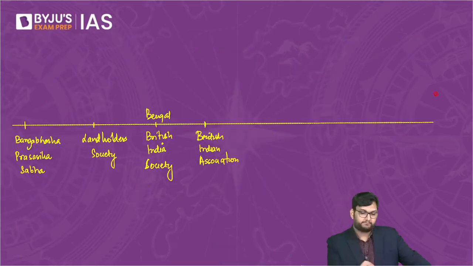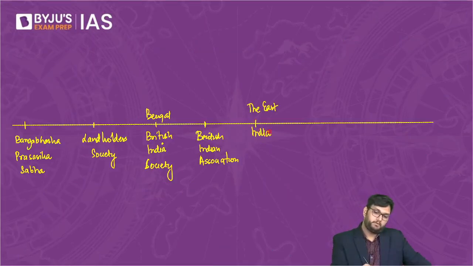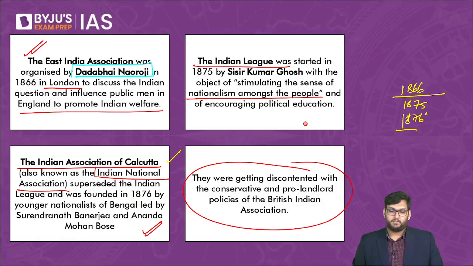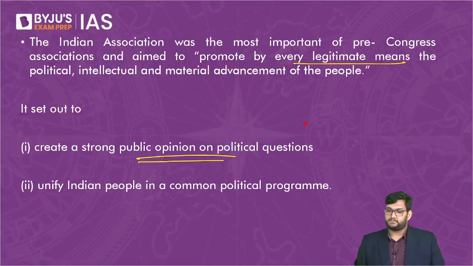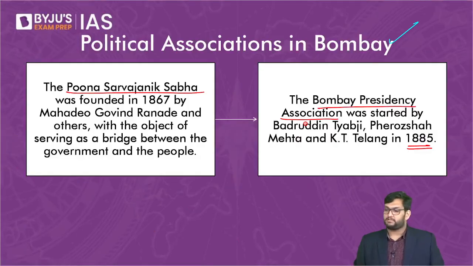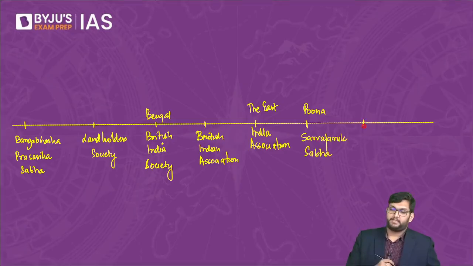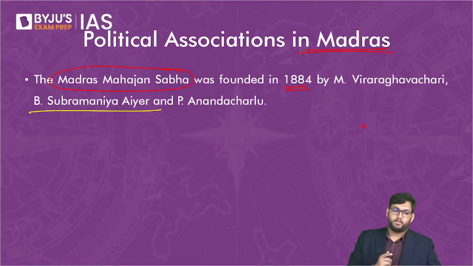Thereafter, what I'm trying to do here is negate the need to learn their names. So now 1867, 66, 75, 76. So you have 67, Pune Sarvajanik Sabha. Thereafter, we have 1885 and 1884. So Madras Mahajan Sabha is going to be the end, in the end.